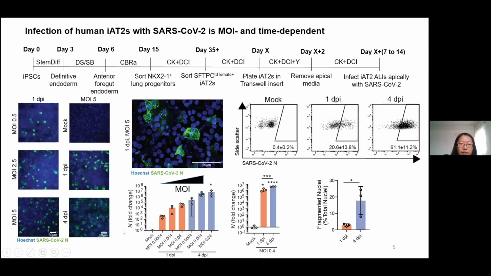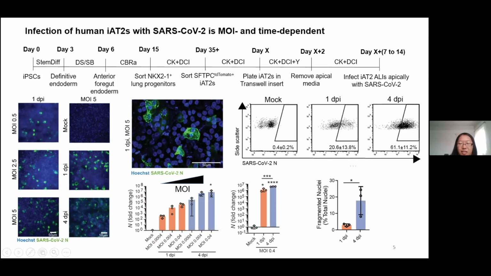This trend is also seen at the transcript level. So here I'm showing you MOI of 0.0004 all the way up to 0.04 of one of our initial unpurified virus stocks, showing that there is an increase in N transcript levels with the increase in MOI. And then there's also an increase in N transcript levels based on time in culture. And interestingly, at this 4 day time point, we also see an increase in fragmented nuclei, suggesting that there is cytopathogenicity, that there's cell death going on as well.